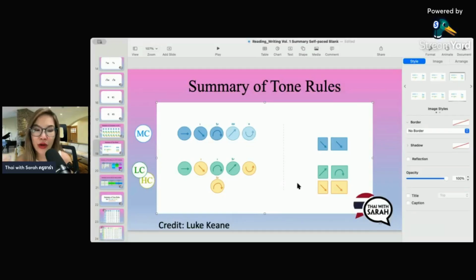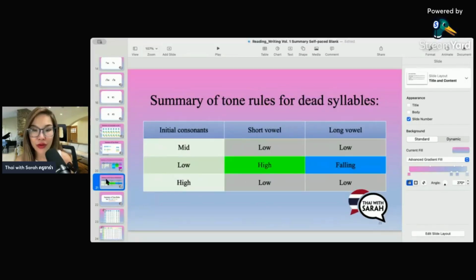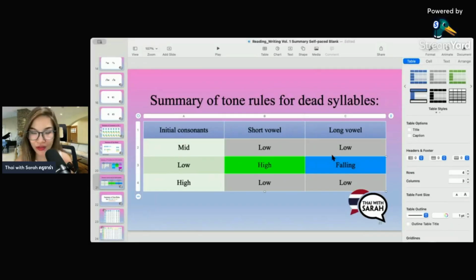Okay, so this is the table. You can still see it, right? Okay, that's good. The summary comparison table. For live syllable, middle class and low class share the default tone here. High class and middle class share the tone marks for low and falling. And then for dead syllable, middle class and high class share the same tone, which is low tone.